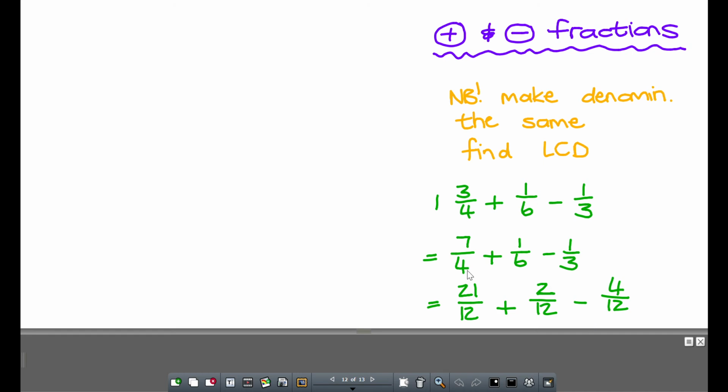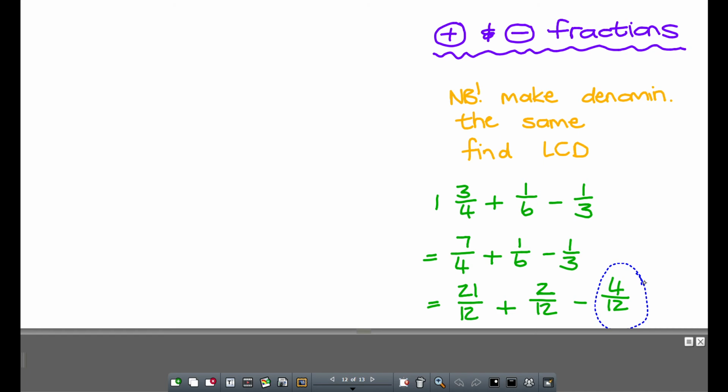Right. So the first one here, to make that 4 a 12, I had to multiply it with 3. And if I multiply the bottom with 3, I also have to multiply the top with 3. And that's how I get the 21 over 12. Does everyone understand that? Yes, ma'am. Okay. Then my denominator at the second term was 6. I had to multiply with 2 at the bottom. So at the top, I also had to multiply with 2. And 1 times 2 gave me 2. Then over 12. The third term, I had to multiply with 4, both at the top and the bottom, and that's how I get 4 over 12.